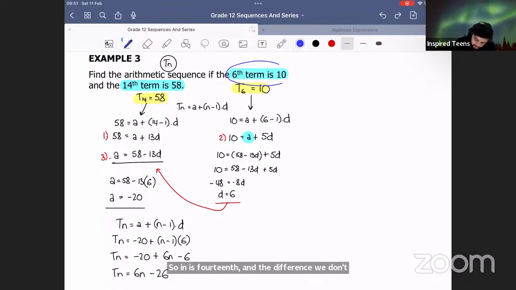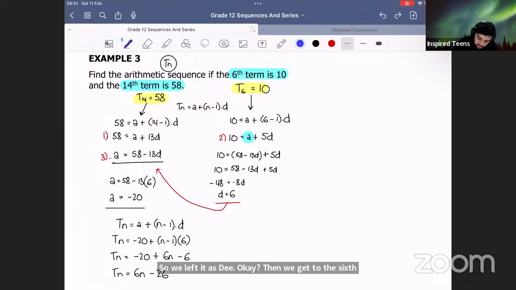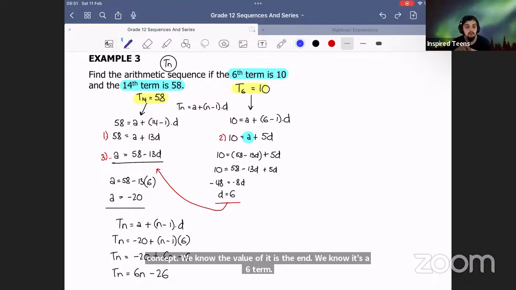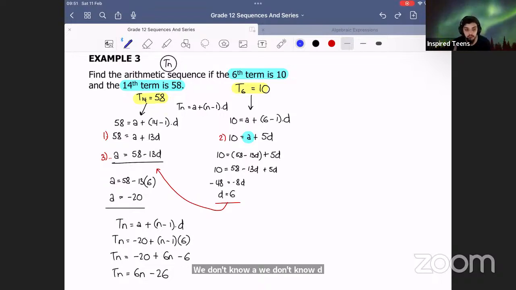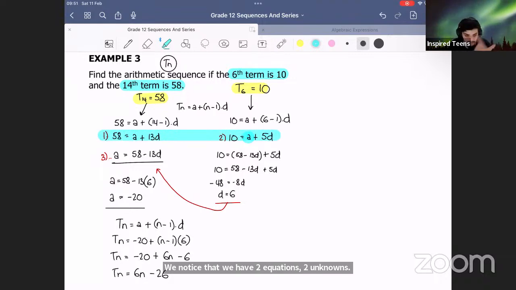Then we get to the 6th term is 10. Same concept. We know the value is 10, we know it's the 6th term. We don't know A and we don't know d, so we left them as A and d. Then we wrote the two equations next to each other. We noticed that we have two equations and two unknowns, so we could utilize simultaneous equations to solve for those variables.